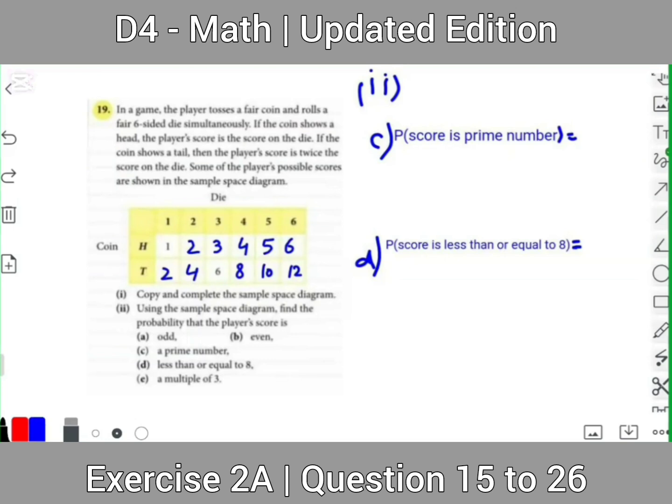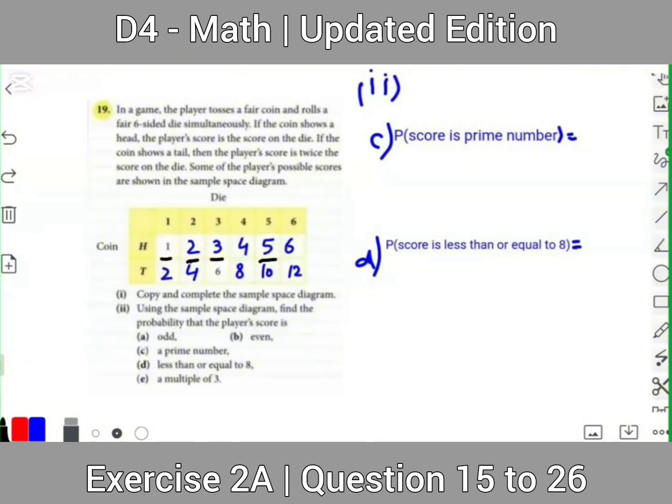We will highlight those numbers with black. So 1, 2, 3, 5. So here we have 4 prime numbers.